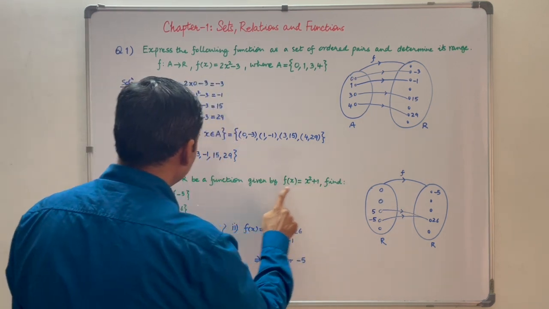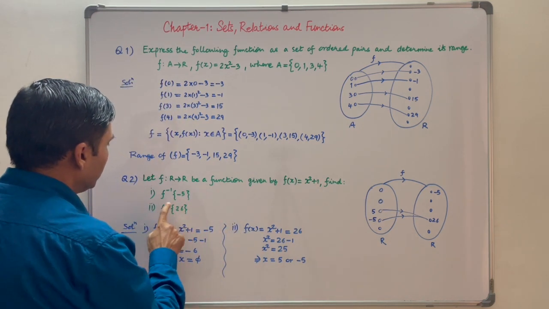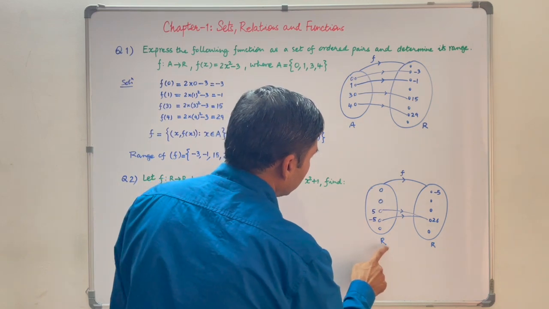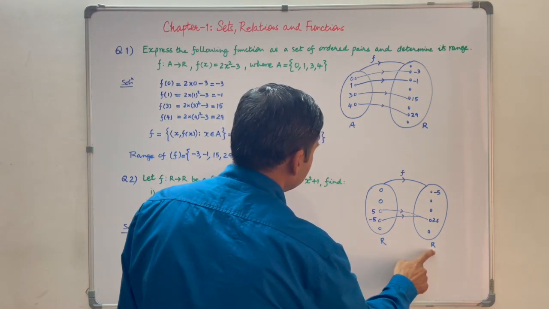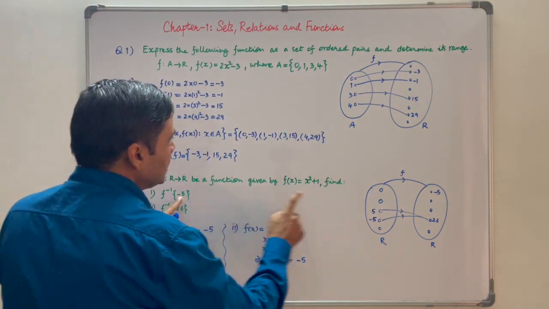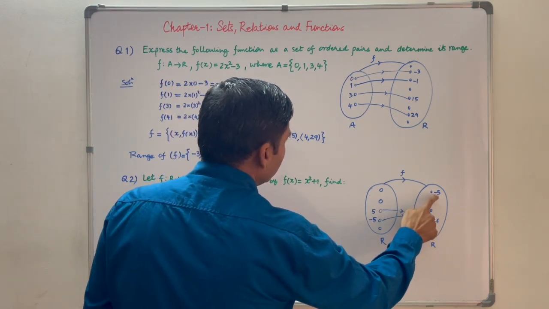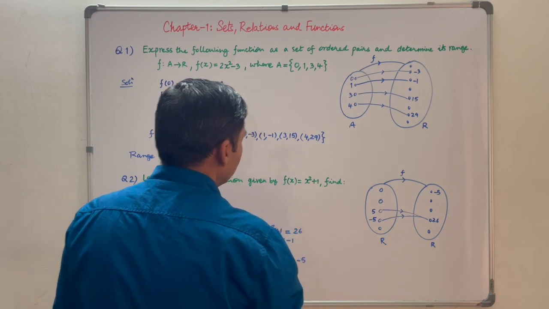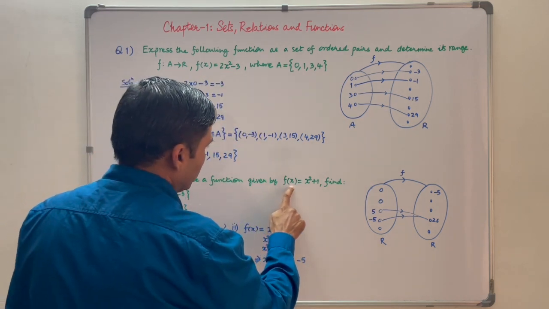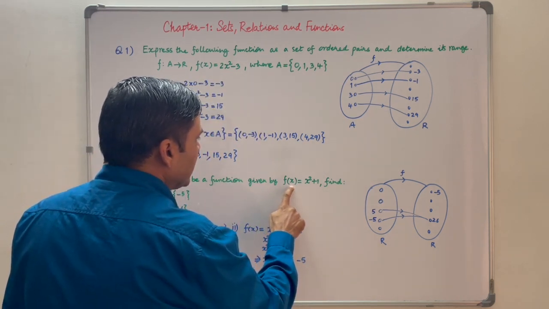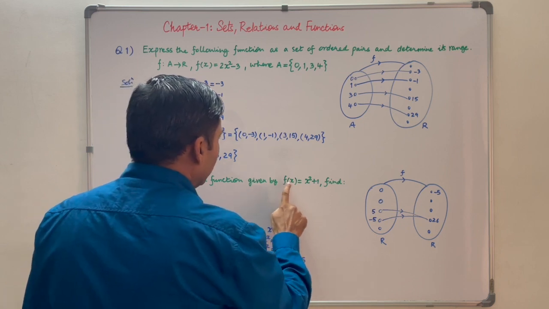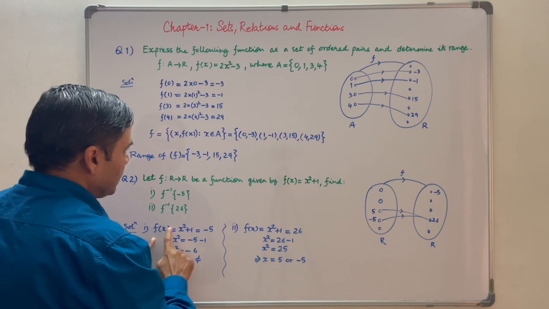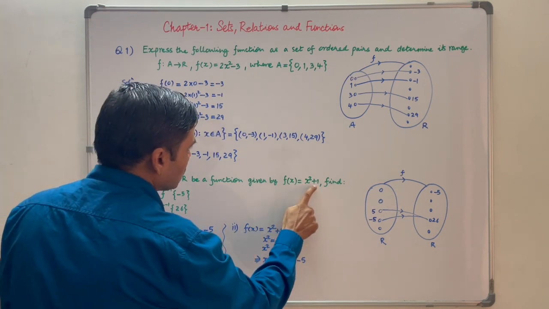plus 1. Find f inverse of minus 5 and f inverse of 26. Consider two sets R and R, the set of real numbers. There is an image minus 5 in the codomain. You need to figure out the corresponding pre-image in the domain. Assume x is the pre-image. So the image is given by f(x). Equate f(x) to minus 5. Also f(x) is given as x square plus 1.